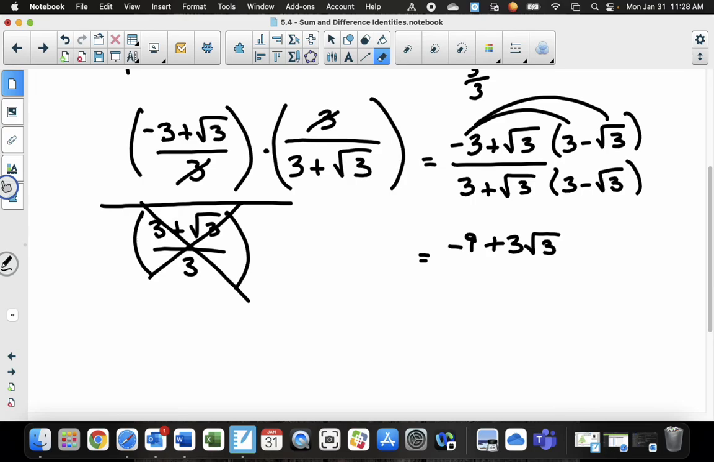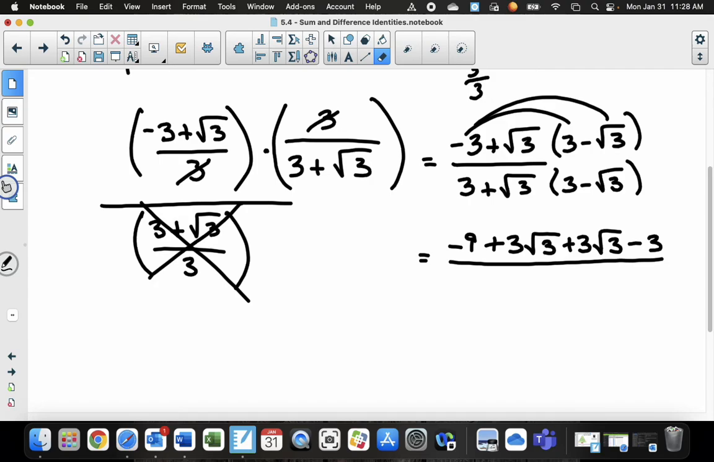Then we're going to take the square root of 3 and distribute. So positive square root of 3 times 3 is another 3 square root of 3. And the positive square root of 3 times the negative square root of 3 is negative 3. Because you're basically squaring it. Or you can think of it as a negative square root of 9, which is where the 3 comes from. Question, Nick? No? Okay.